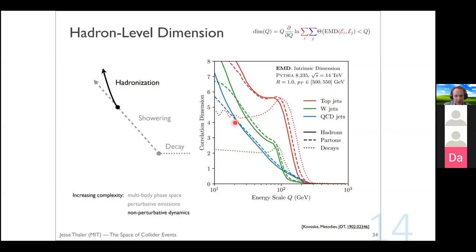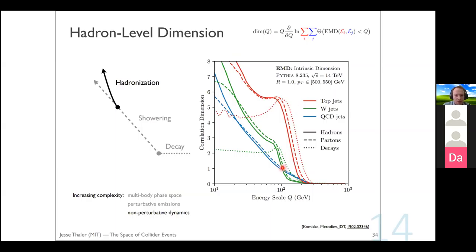I should point out that the dotted curves are literally the three-parton decay. The dashed is after showering, but without hadronization. And then solid is after hadronization. Okay, thank you. They might be using anti-kT, I'm not really sure, and I don't think it really matters for this plot.